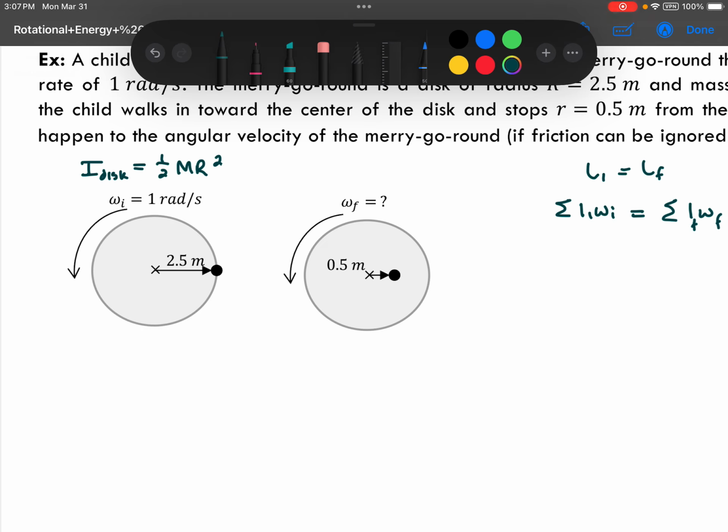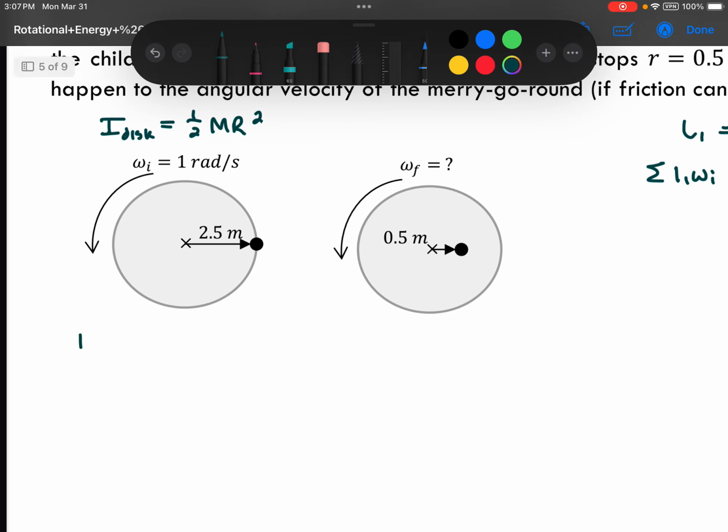So the rotational inertia of the disk is 1/2 mr squared. And again, that's one of those formulas that would be given to us if we needed it on the AP test. The other thing we have to consider is the rotational inertia of the child. We can think of them essentially as a point mass. And so we know the rotational inertia of a point mass is mr squared, that object's mass times its distance from the axis of rotation squared.